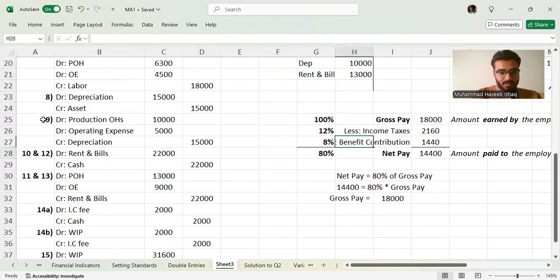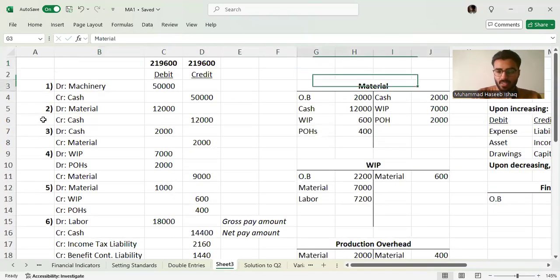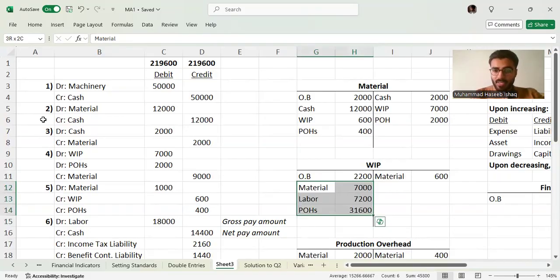So let's post this entry to the T accounts that we have made. So we have to debit the work in progress with 31,600, and here we have to write production overheads because these have come from the production overhead account. So now note that on the debit side of the work in progress account, all the production overhead costs are being gathered, right?